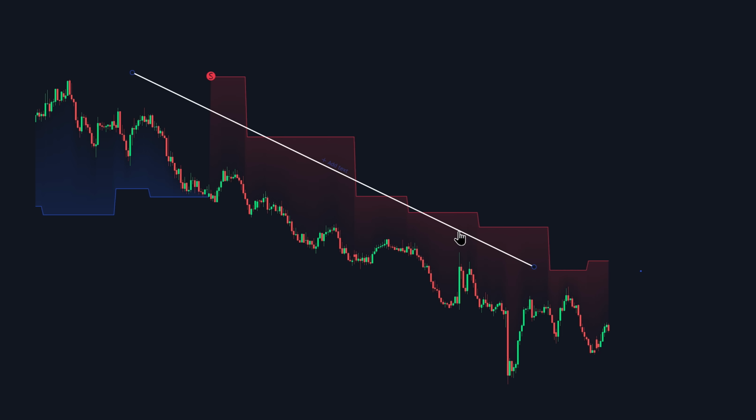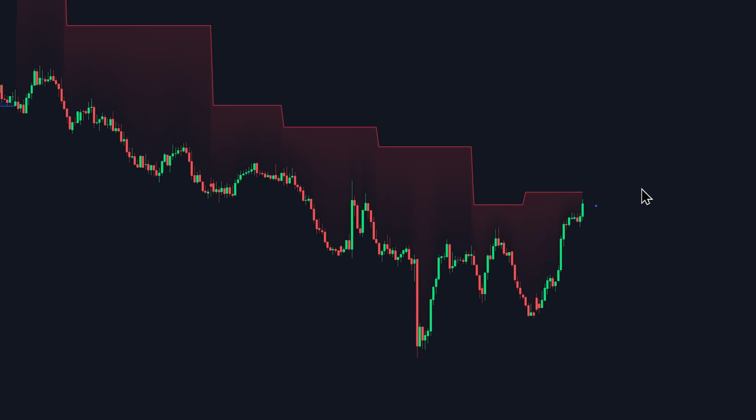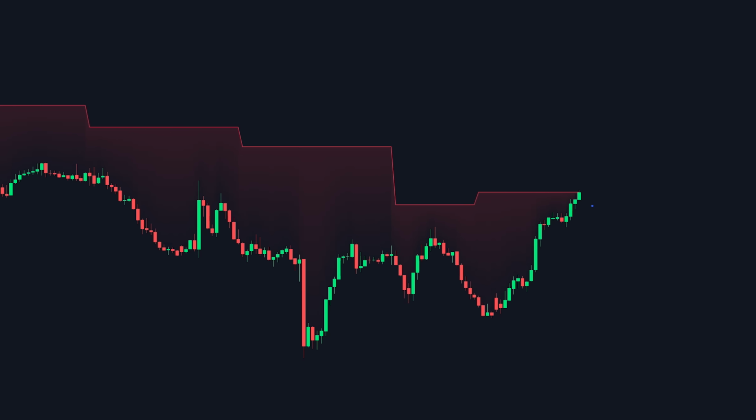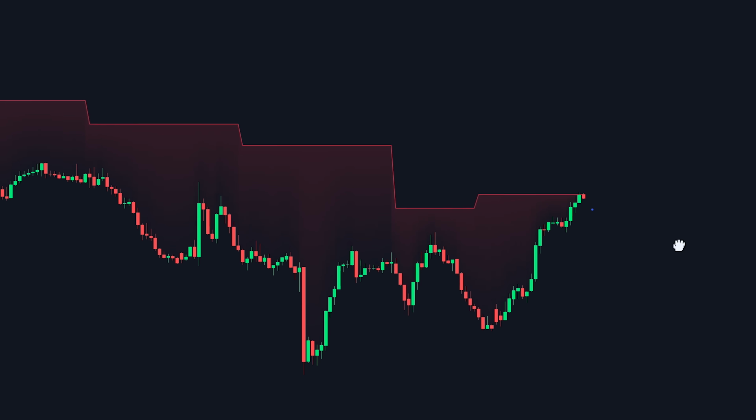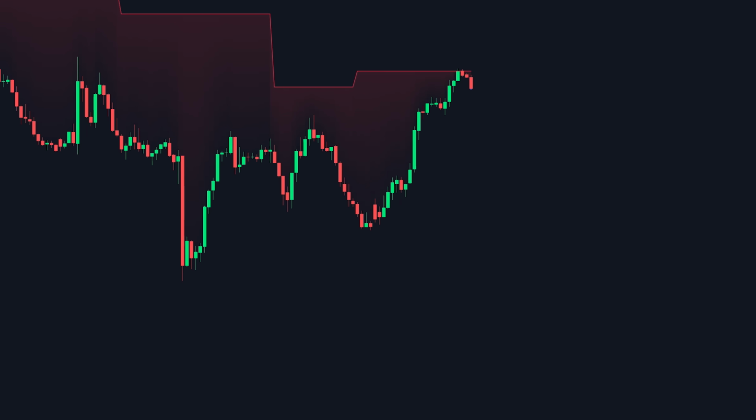Third, you wait for a pullback back up towards the red line. In a downtrend, the red line is dynamic resistance. It's the ceiling bulls need to break, and if they can't, the downtrend stays valid. Fourth, when price tests the red line or gets close, you wait for rejection. A bearish engulfing candle is ideal, or a strong bearish candle that closes away from the line.